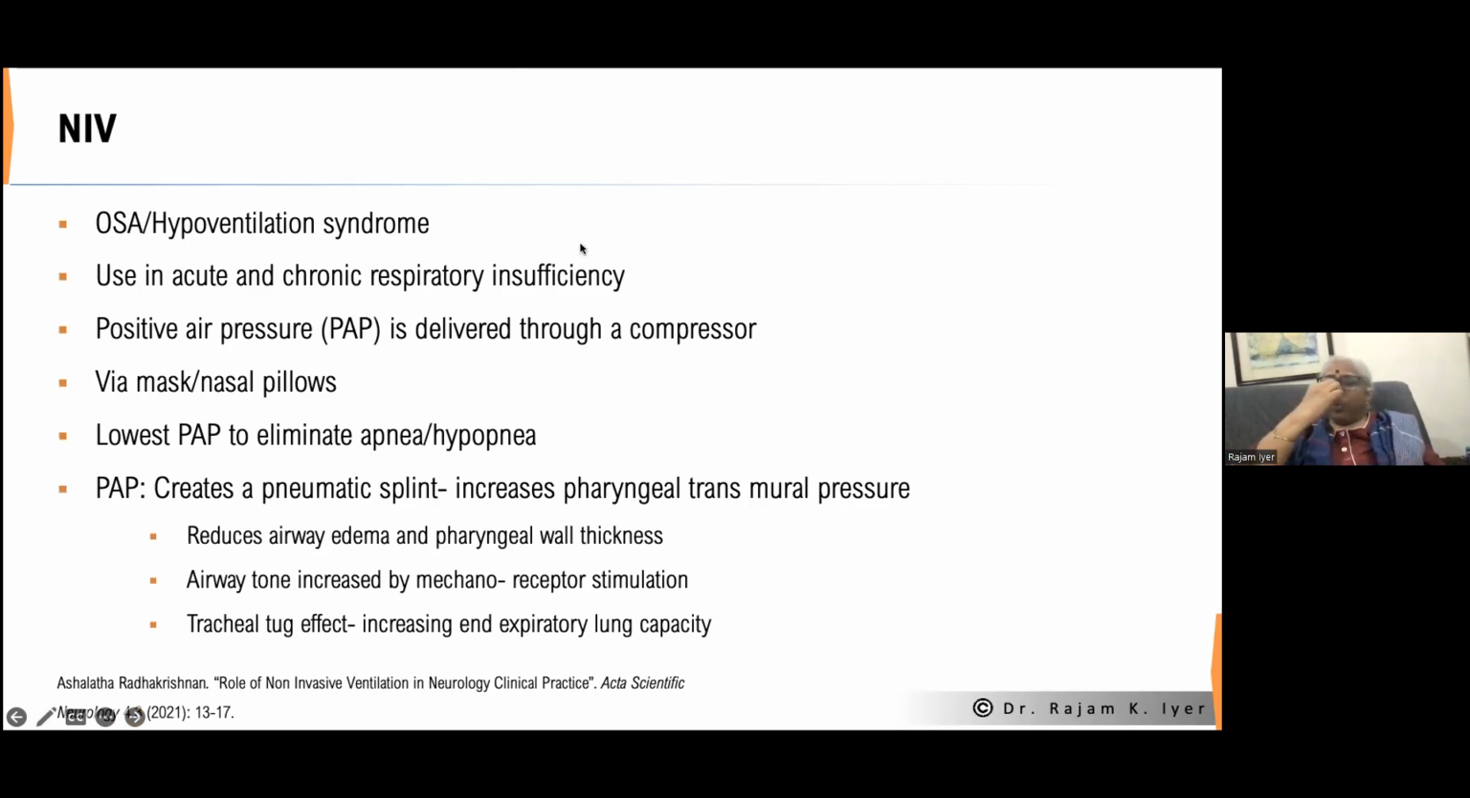Surfactants don't help in post-COVID because it is scarring. Scarring doesn't make a difference at all.